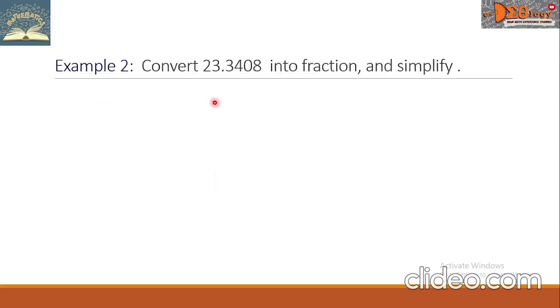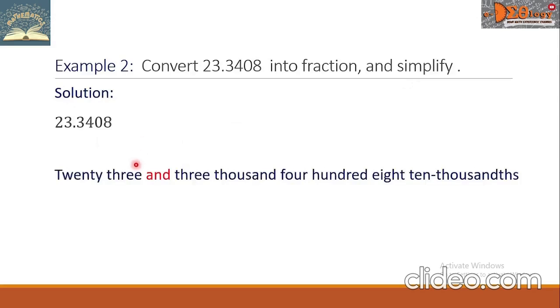Example 2. Convert 23.3408 into fraction and simplify. The given decimal is here, and we read this formally as 23 and 3,408 ten-thousandths. The place value is 10,000. So we write this as a fraction.